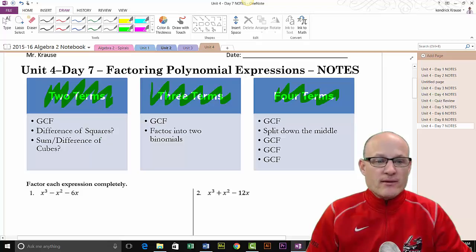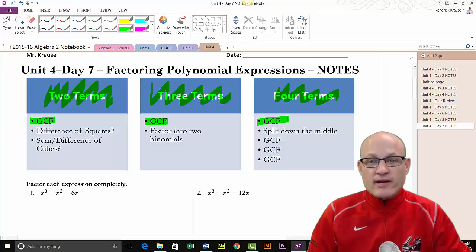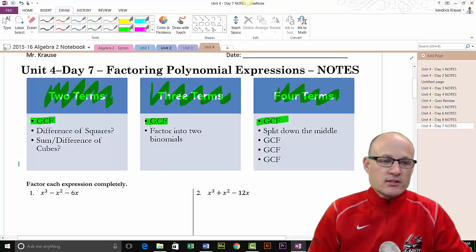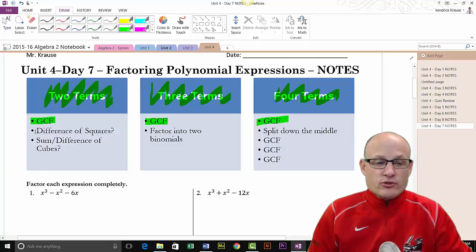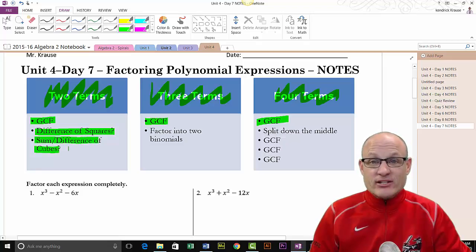With 2 terms, you'll notice that every one of these starts out with, hey, do you have a GCF? Then, for 2 terms, you're looking for the difference of perfect squares. Or, based on what we did yesterday, now you're looking for the sum or difference of perfect cubes. You cannot factor the sum of perfect squares, only the sum of perfect cubes and the difference.